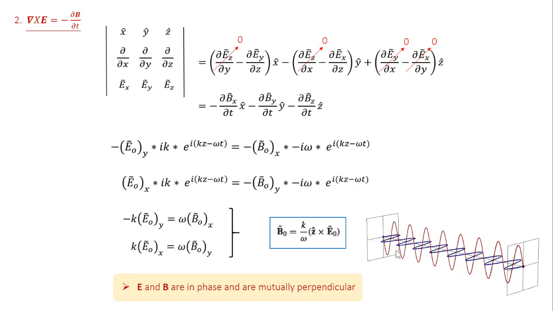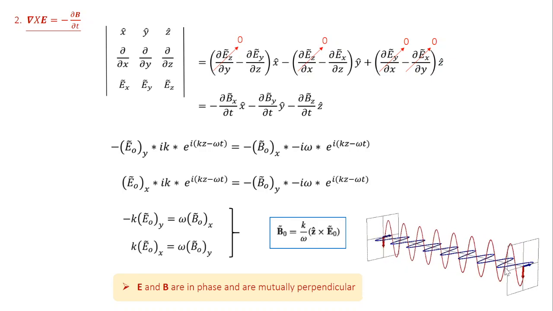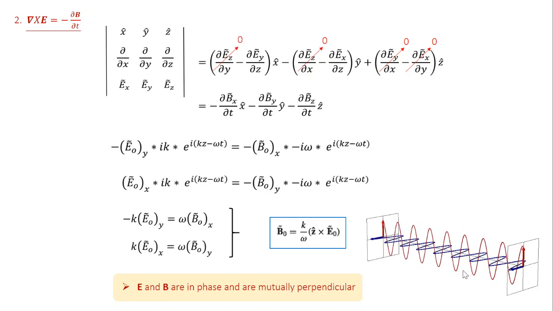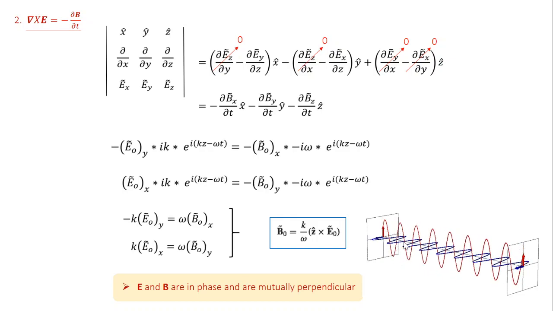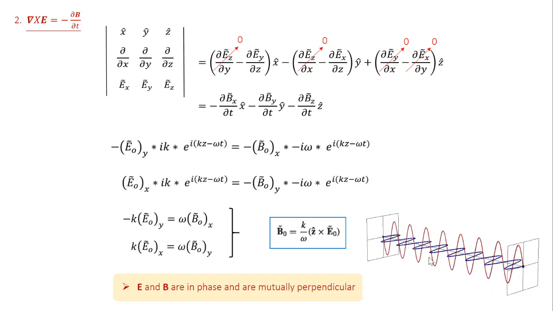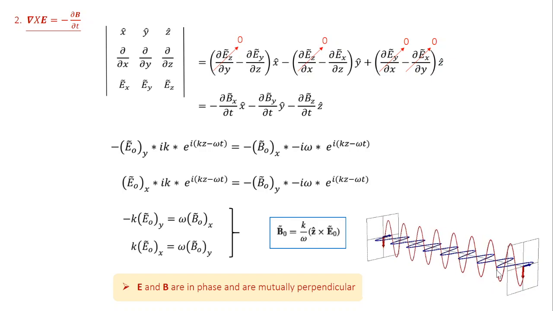So if you look at this schematic, this gives you the direction of propagation, and the electric field and magnetic field represented by the red and blue lines. These two are always perpendicular to each other.